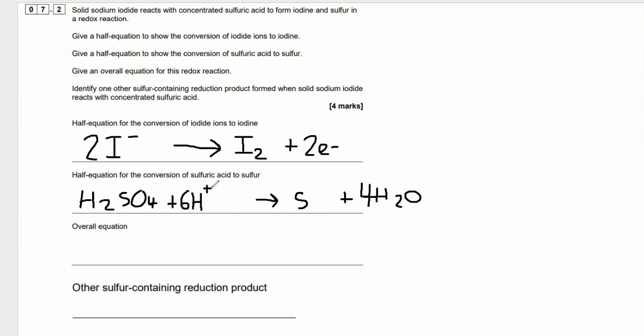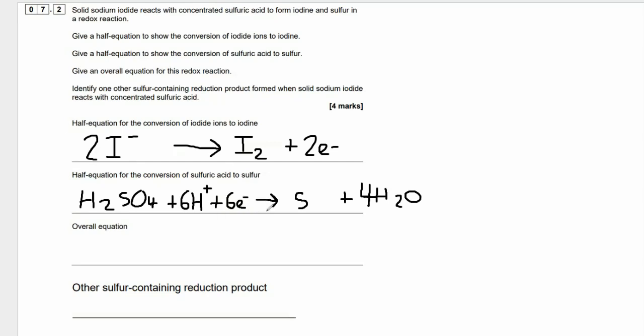Now that leaves me with an issue because I have a positive charge on the left-hand side. Well, I can cancel that out by adding myself 6 electrons. There you go. There's the half equation. Right, what's the overall equation?